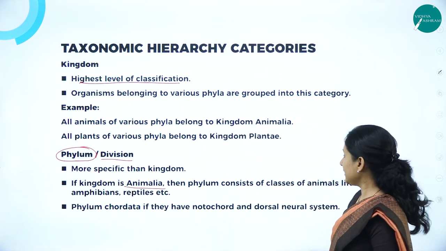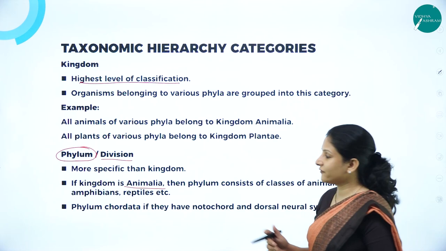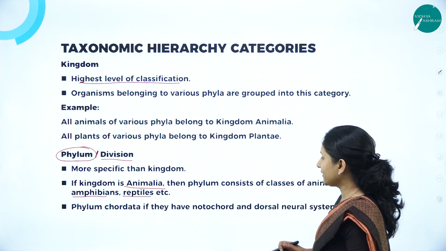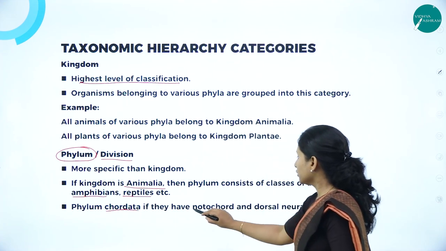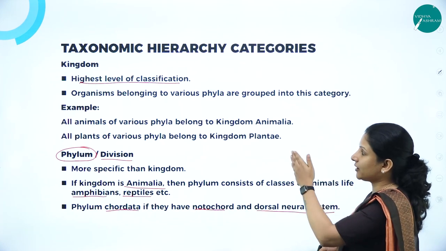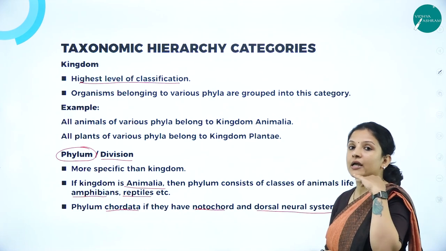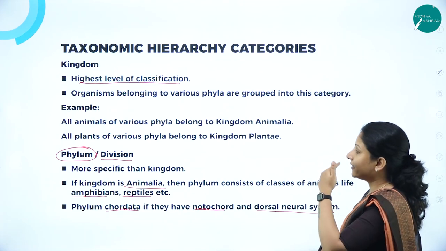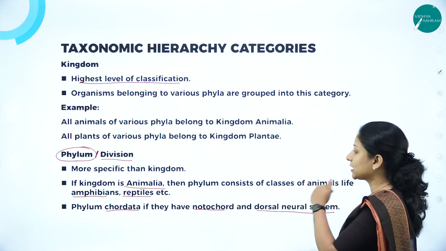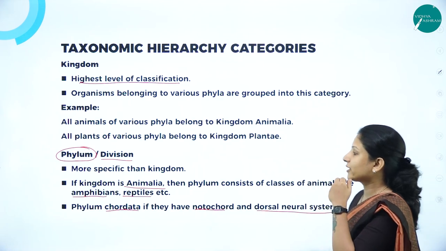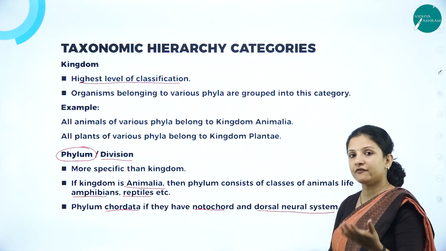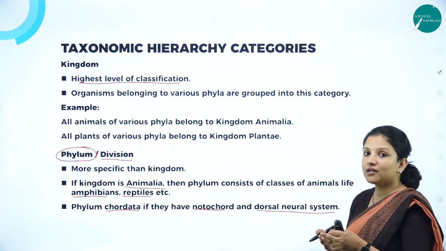Say for example, if the kingdom is Animalia, then phylum consists of groups of animals, like amphibians, reptilia, etc. And phylum Chordata if they have notochord and a dorsal neural system. So here, hope you have understood. If it is kingdom Animalia, then the next category, the phylum, can be amphibians, reptiles, or phylum Chordata. Chordata means those which have a backbone can be put under phylum Chordata. So it is smaller than the kingdom.